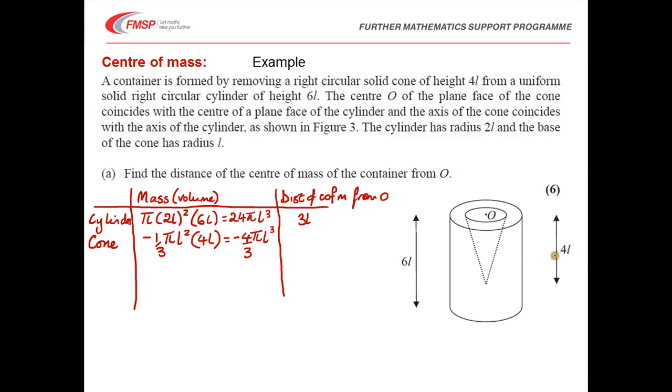The centre of mass of a cone is one of the standard results that's on your formula sheet. For a solid cone, the centre of mass is a quarter of the way up the height from the base, so a quarter of 4L from O.